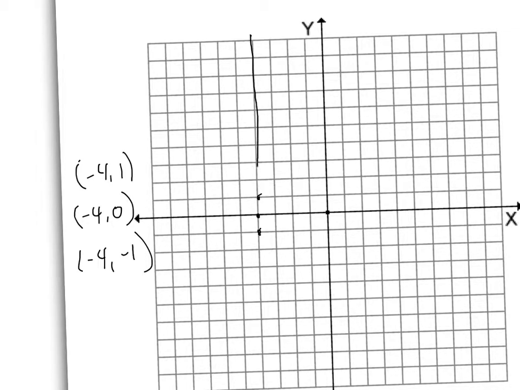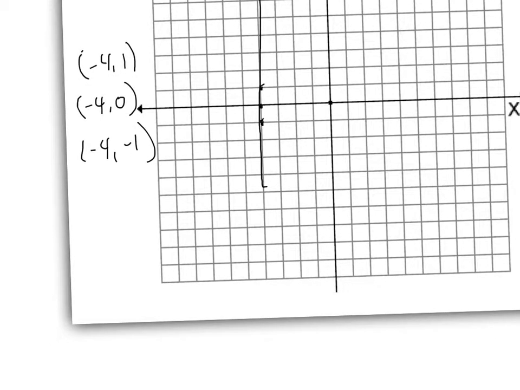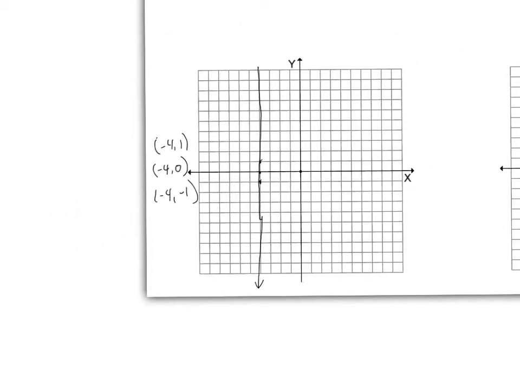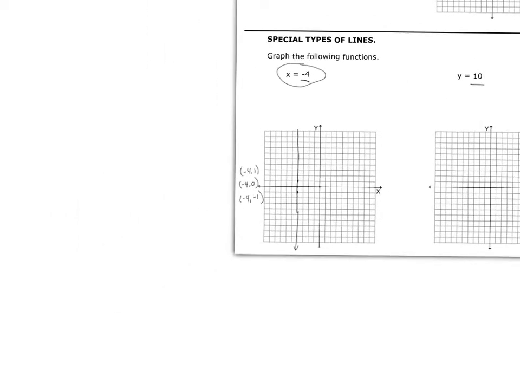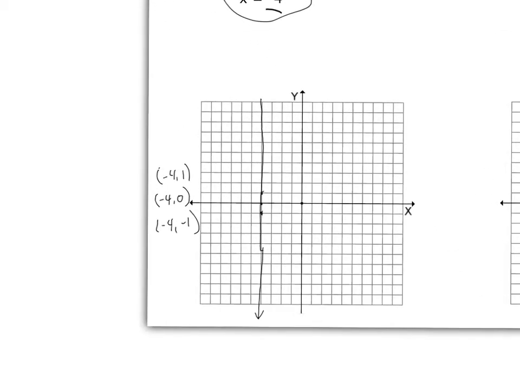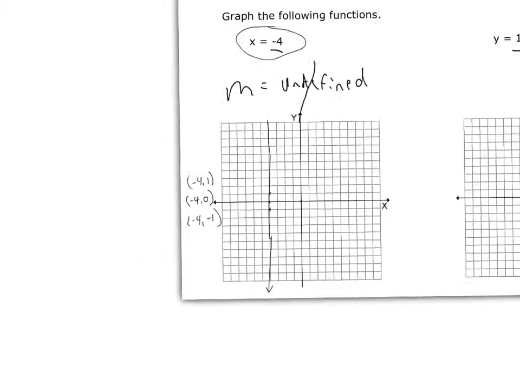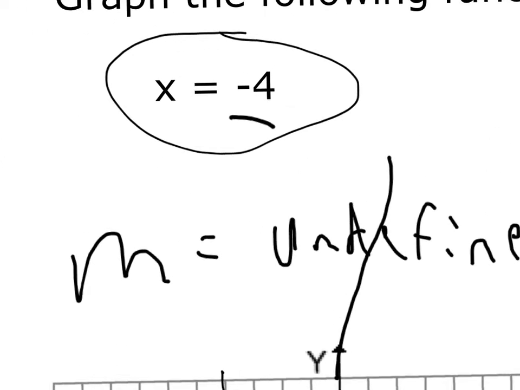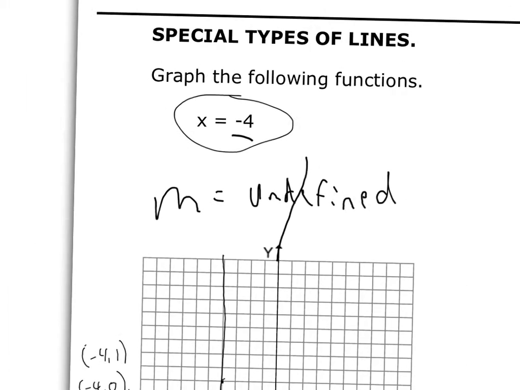And if you draw your line through those points, you end up having a vertical line. Well, what do we know about vertical lines? We know that their slope is undefined. So anytime you have an equation where x equals some single number, you're always going to have an undefined slope. So be aware of that.